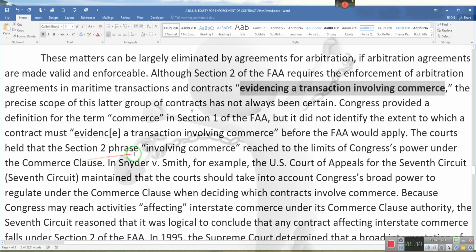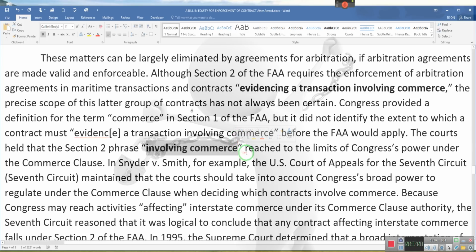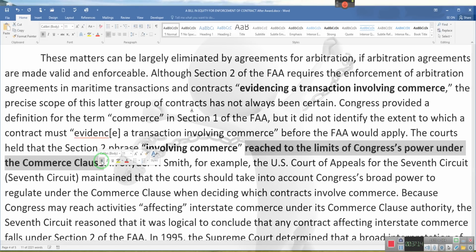The courts have held the Section 2 phrase involving commerce, and this is the part that you need to understand, people, reaches the limits of the congressional commerce powers. What are the limits? Anything involving commerce. In Snyder versus Smith, for example, the United States Court of Appeals for the Seventh Circuit maintained that the courts should take into account Congress's broad power to regulate under the Commerce Clause when deciding which contracts involve commerce.